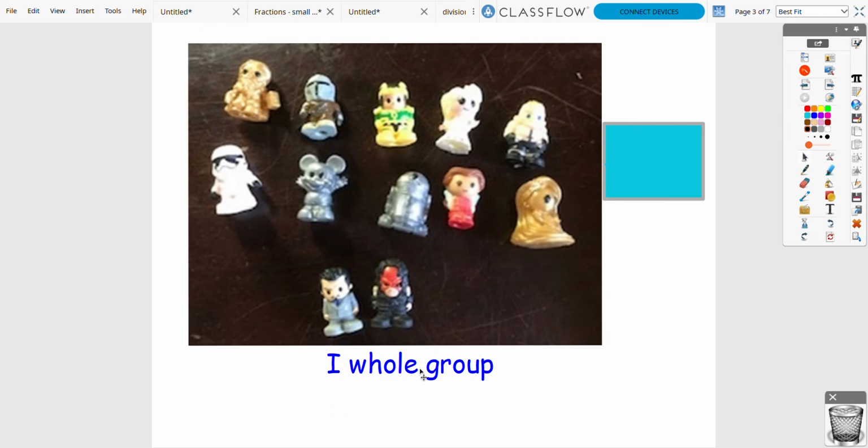So I've got one whole group here. Can you see how many ushies I've got? I've got 12. Now to write that as a fraction, there's 12 twelfths. That's the same as one whole. So we can see I've got 12 there. The whole collection's there. So it's 12 twelfths, which is the same as a whole.